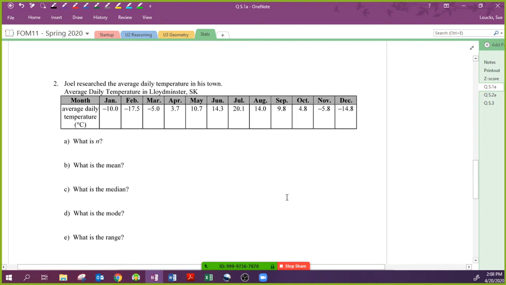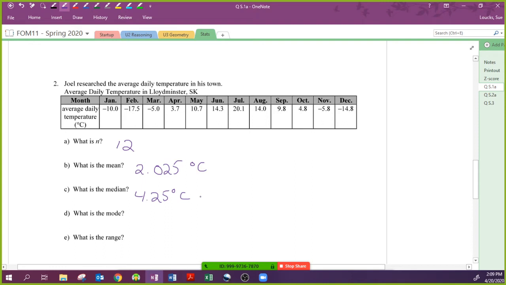Okay, N is 12. Hopefully you didn't actually have to count that because it's 1 for each month. The mean is 0.025, and we should put degrees Celsius. The median, 4.25. To do the median, you have to redo them in order. You can't just, because they're not sorted in this order. They're by month, so you need to write them in order to find the median.